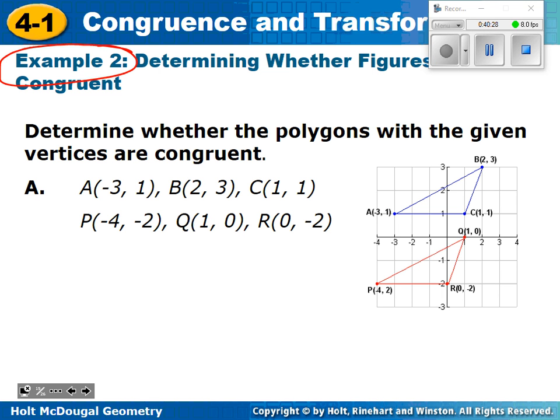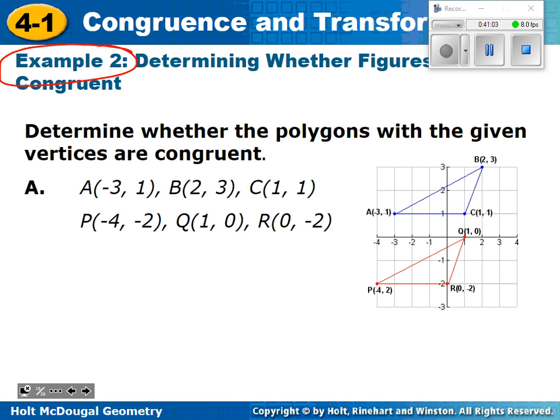Okay, example 2. So it says determine whether the polygons with the given vertices are congruent. I want to stress the difference in the directions. This says determine if they're congruent, which means you could have an answer of no or yes. Now, if you look at example 3's directions, they say prove that they are congruent, right? So can you have no as an answer? No, they're not saying are they congruent. They're saying they are. You need to prove it, okay? So there's a difference there.